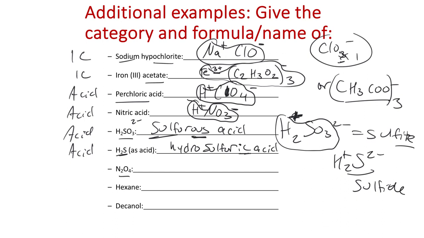N2O4, now again, this isn't a hydrocarbon, it's not C and H, it's not an acid, doesn't have H in it, doesn't have a metal, so it's not ionic. So this is that binary molecular compound. So dinitrogen tetroxide, or tetraoxide. We'll just keep it with tetraoxide.